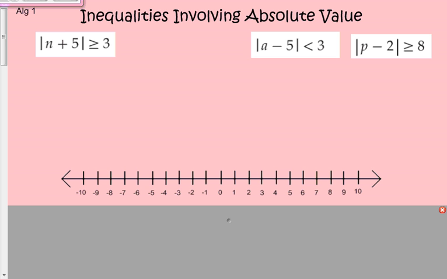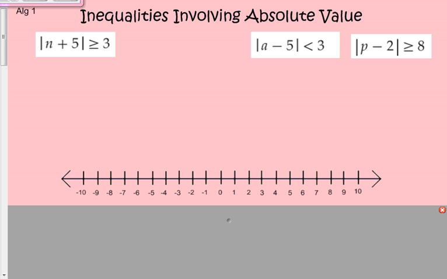Welcome, students. Today's lesson is called Solving Inequalities Involving Absolute Value. Now, I'm going to remind you, back when we had absolute value equations, anytime you see absolute value, there's two possible solutions. There's two scenarios. So the same thing's going to work with solving these inequalities. There's going to be two possible answers.